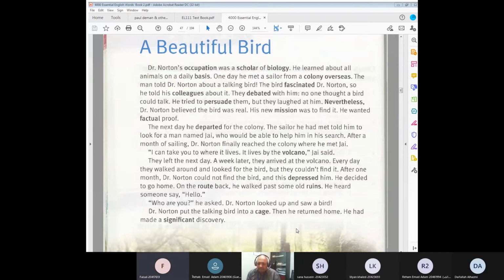Yeah, okay. I said Dr. Dalton's occupation was a scholar of biology. He went on a journey to find the bird. He made a significant discovery on his way, and he found the bird. When he didn't find it, he was depressed. But when he was going back home, he found the bird. He put him in a cage. So he made a significant discovery. Yeah, absolutely. This was a significant discovery. Thank you, Faisal. No problem.